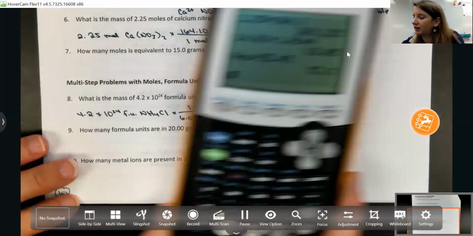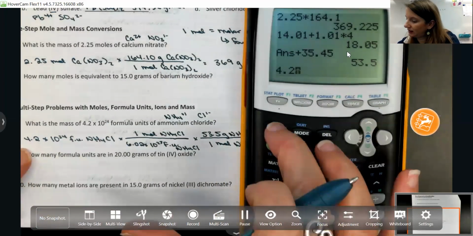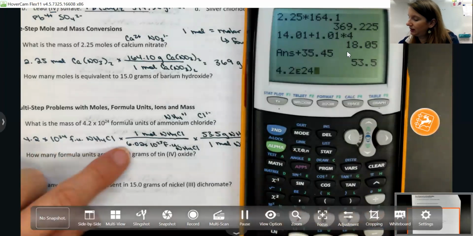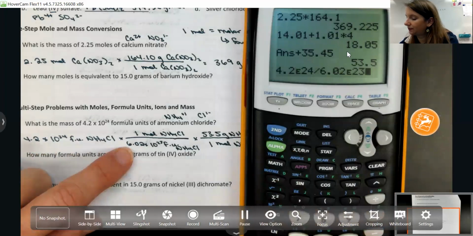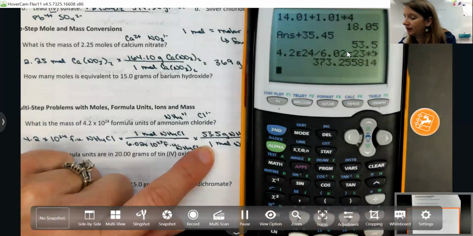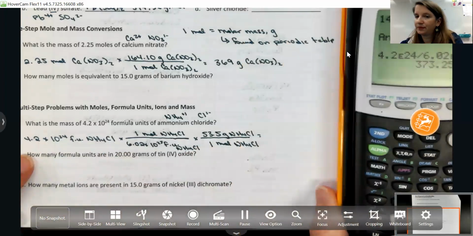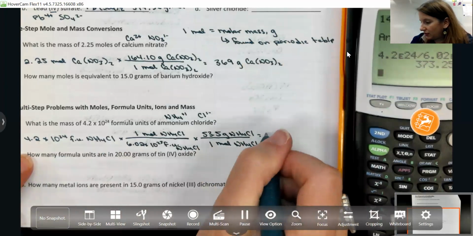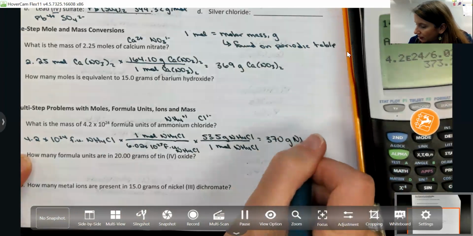So in order to solve then, we've got 4.2 E 24 divided by 6.02 E 23 because it's in the bottom, times 53.5 because it's in the top. We have 2 sig figs to start with, so we need 2 sig figs for our answer. And so we would round our answer to 370 grams of ammonium chloride.